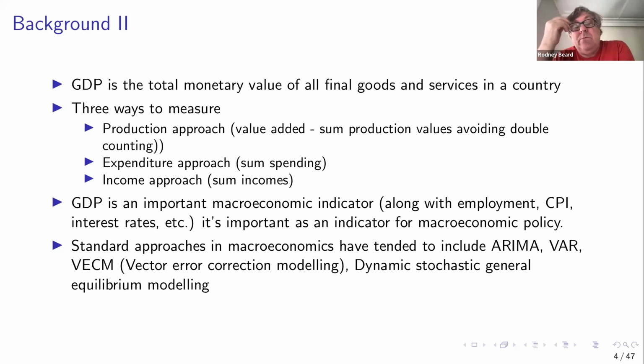Now, why GDP? We're interested in it as a macroeconomic indicator, along with things like employment, consumer price index, interest rates, etc., because it gives information about the status of the economy. The growth rate tells us whether we're in a recession or not. Two quarters of negative growth is the typical recession indicator. In our case we won't have that, because we're dealing with annual data.